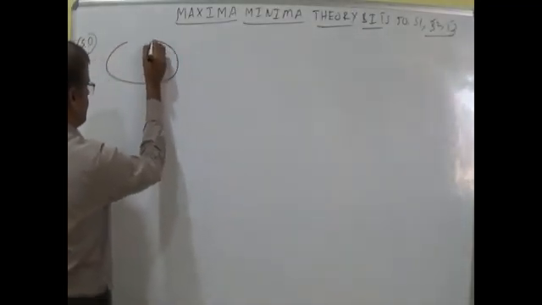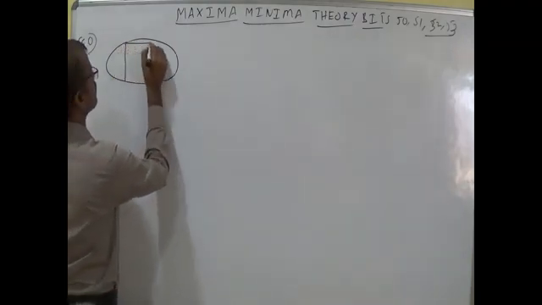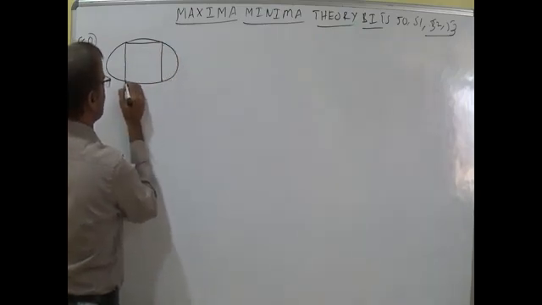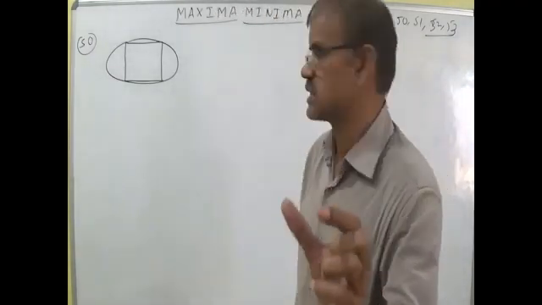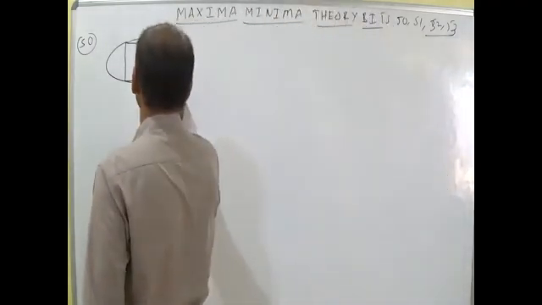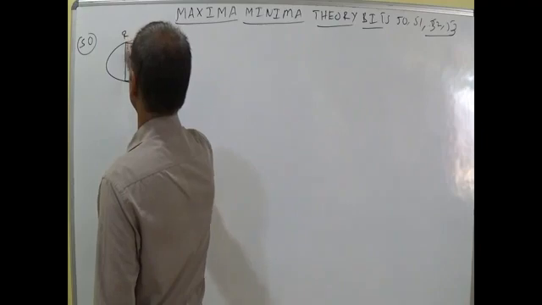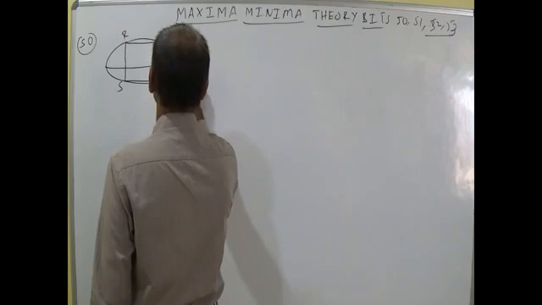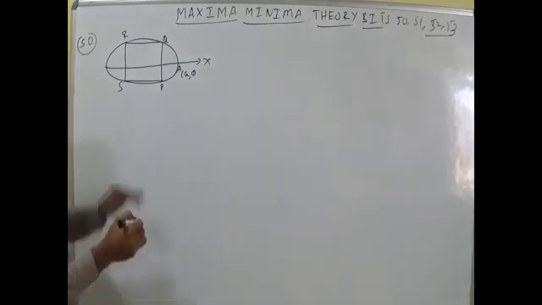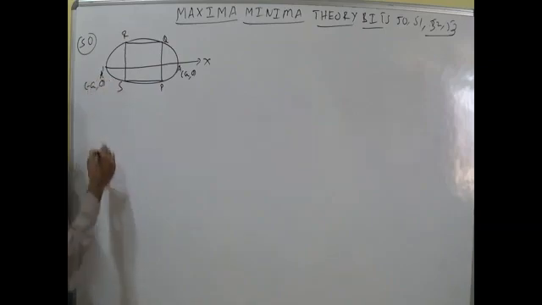Let us draw the diagram of the ellipse. In this ellipse, we should calculate the rectangle which has maximum area. Let the vertices be named P, Q, R, S. We know that this is the x-axis, this is (a, 0), a vertex of the ellipse, and this is A dash, here it is (-a, 0).